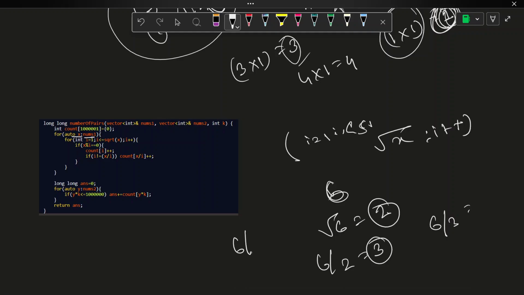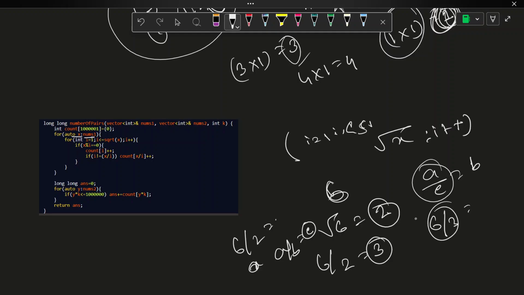If x is divisible by a, and the quotient is c, then x divided by a gives c, so c is also a factor. That is why I only need to go up to the square root; I don't have to traverse the whole range. Otherwise, you can continue till x, not square root of x, and then you do not have to handle this situation.